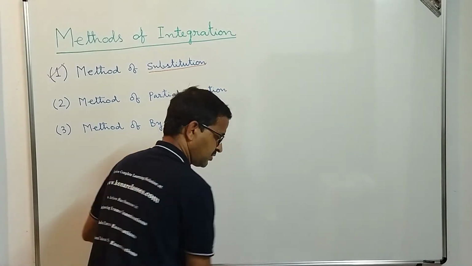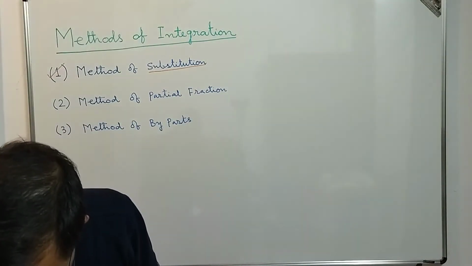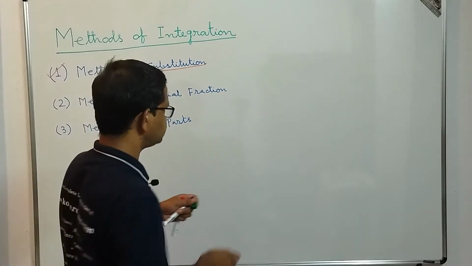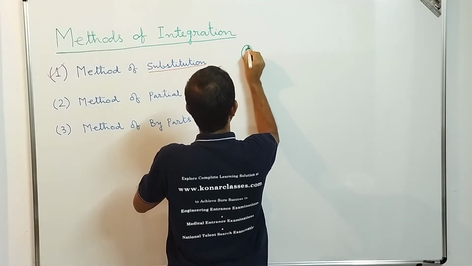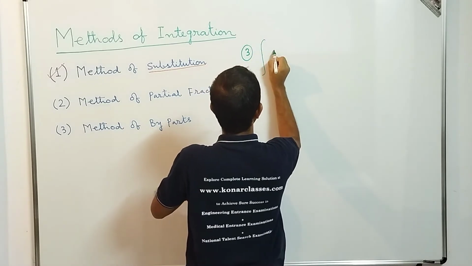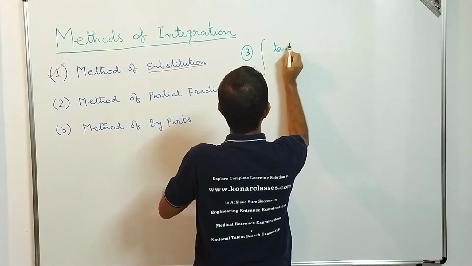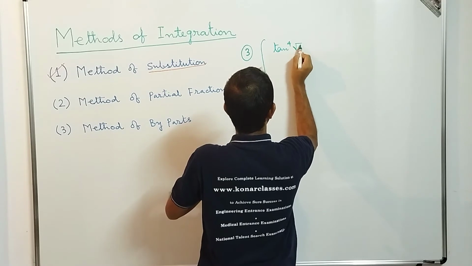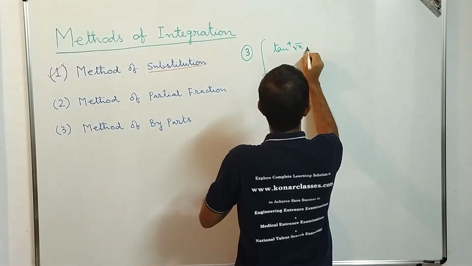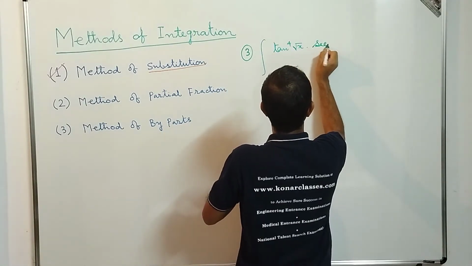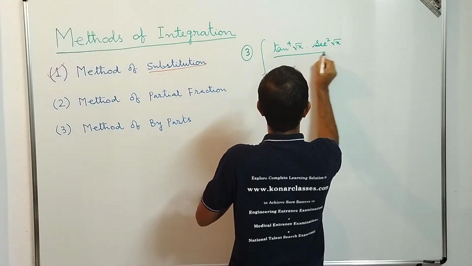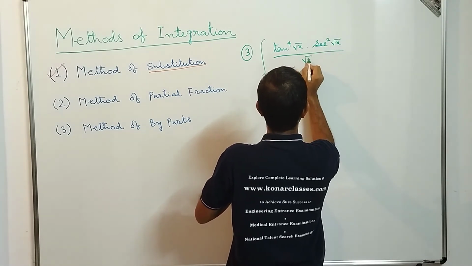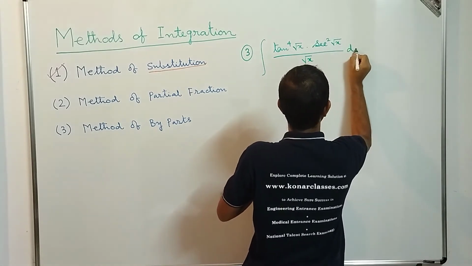So dear students, the question number 3, I am going to write it here. Integration, question number 3: the integral of tan to the power 4 of square root of x into sec of square root of x divided by square root of x dx.